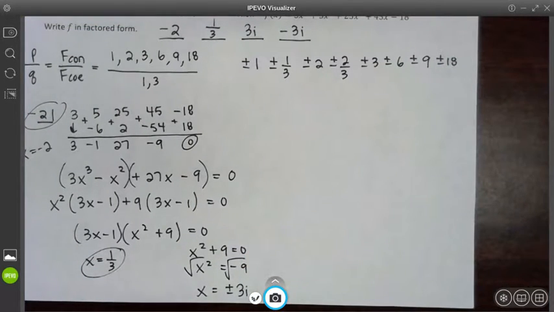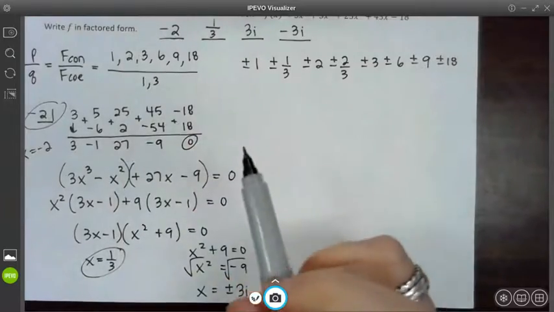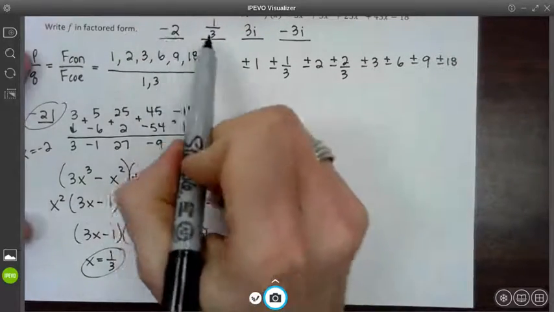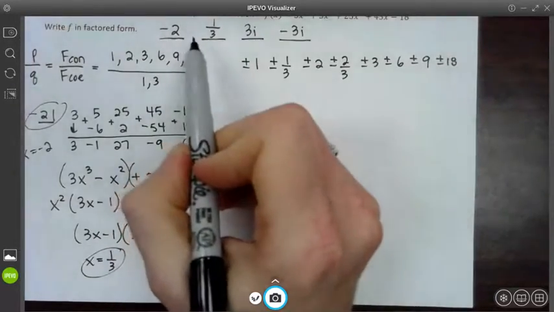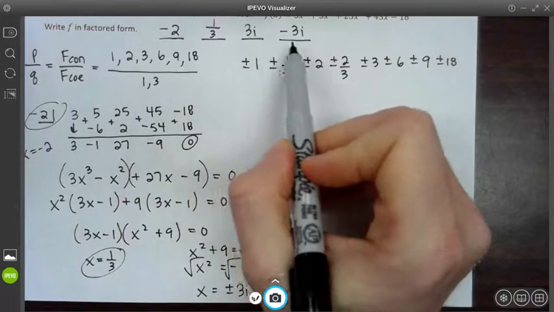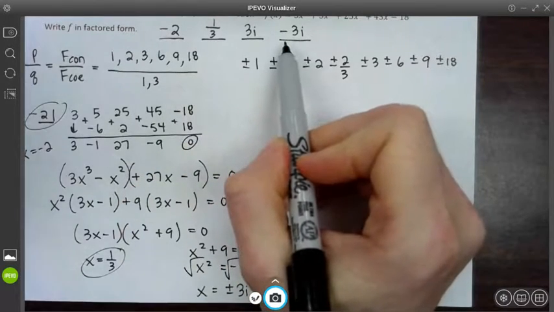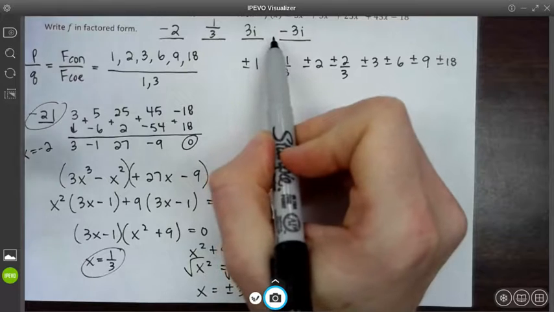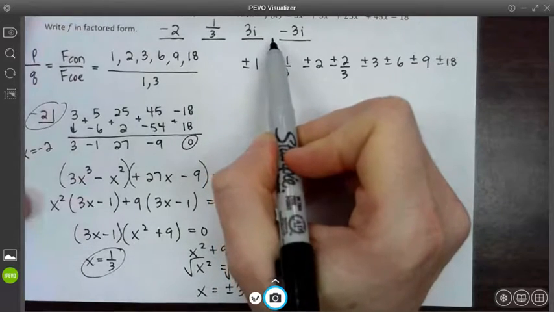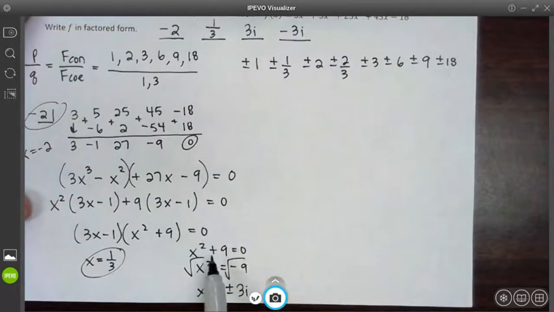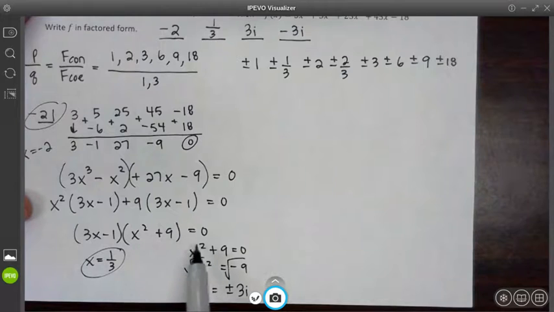Now it asks you to write it in factored form. So like I said, all of your real zeros, these 2 zeros, can be written as a linear factor, and then your imaginaries that come in pairs can always be written as an irreducible quadratic factor, which is this one right here. This is the irreducible quadratic factor that created those 2 zeros.